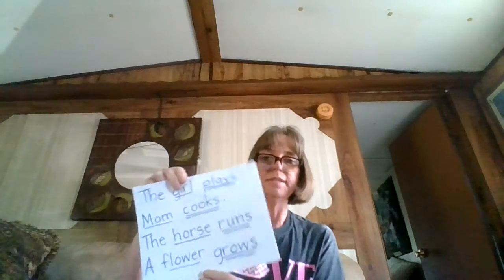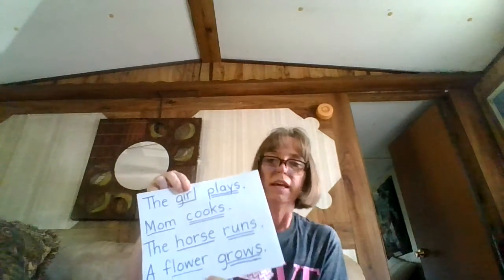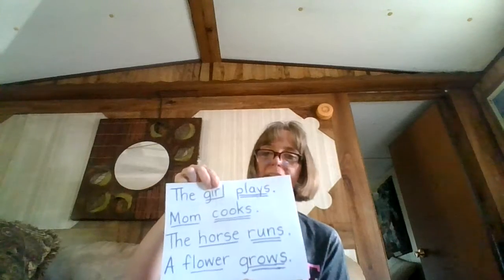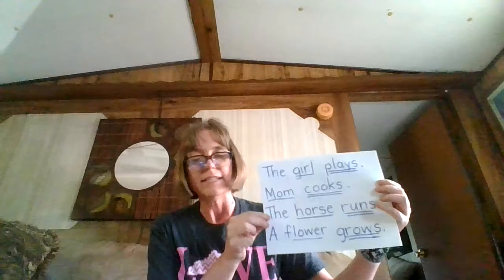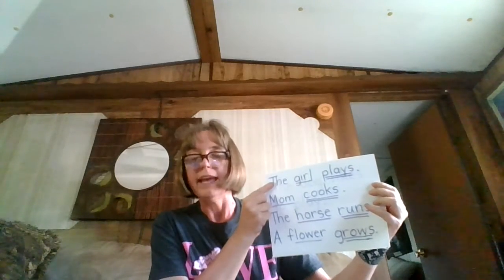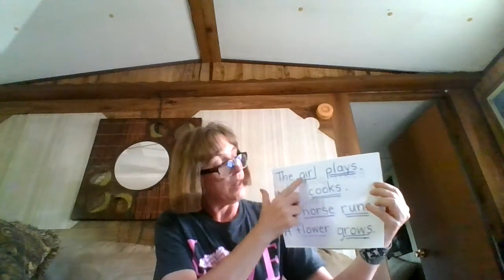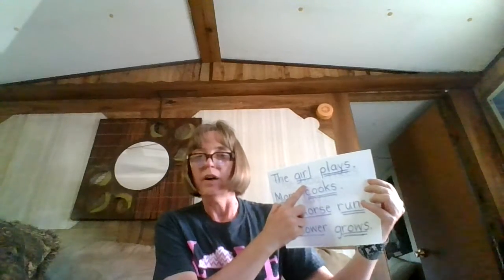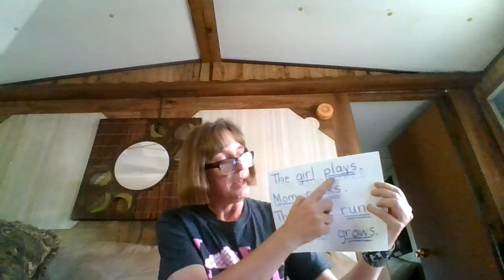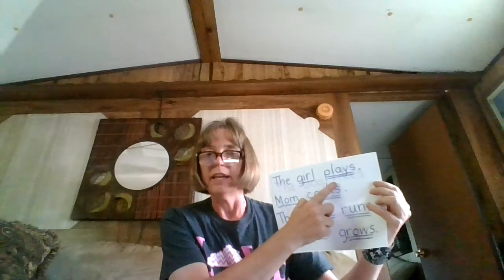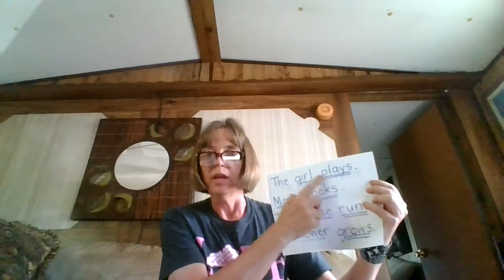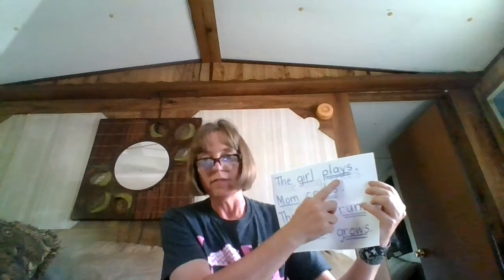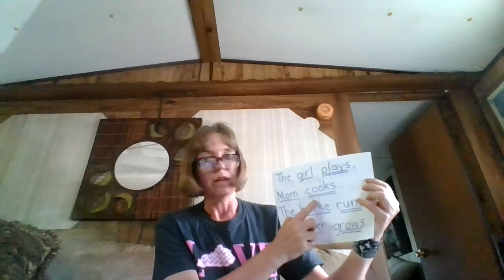Okay, so here's some sentences, and we're going to talk about the nouns and the verbs in each of these sentences. The first sentence says, the girl plays. Girl is underlined because girl names a noun. It is a person. Plays is the verb that tells what the girl is doing in the sentence. So that's my verb. Girl is the noun. Plays is the verb.